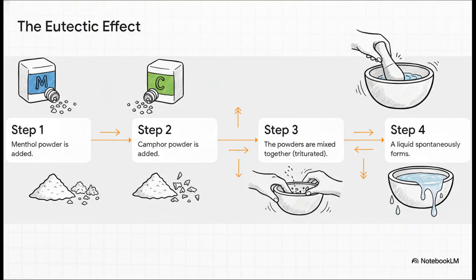So the process itself is what matters. You start with two separate, solid powders. The very act of mixing them, of triturating them, forces those particles into close contact. That's when the eutectic effect takes over, and suddenly you've got a liquid. Understanding why this happens is the absolute first step to knowing how to stop it.